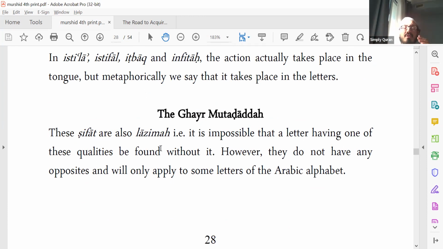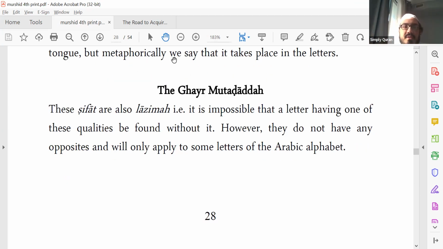Sifat breaks down into permanent and temporary, or rather, I like these terminologies better, intrinsic and circumstantial. Intrinsic means the letter does not exist without it. Like these letters here, it must have either hams, jahr, isti'la, or itbaq. And then we had the opposites, mutadadda, which we just did, the four categories of opposites. And then we had another branch, ghayr mutadadda, which does not have opposites. So they're still intrinsic, they're permanent, meaning the letter must have these, but they do not have opposites.